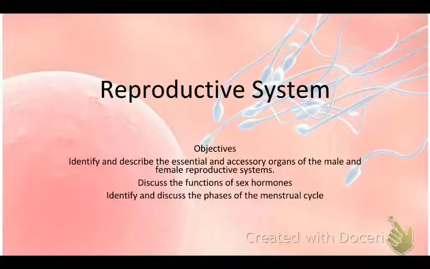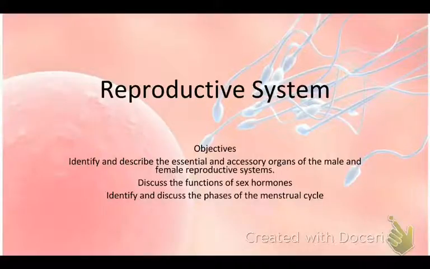I want to address one of the objectives up here: to identify the essential versus the accessory organs of the male and female. I'm not sure if I elaborated enough on that when I brought it up before. The essential organs in the reproductive system are the things that are essential for furthering the species. So specifically, it's the gonads, either the ovary or the testes, because that's where you get your gametes.